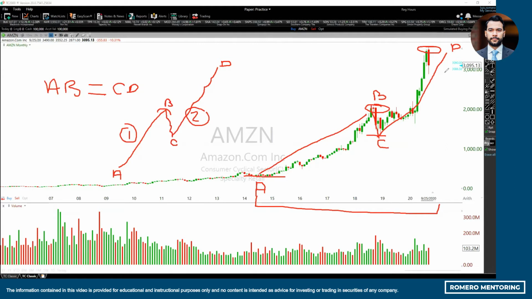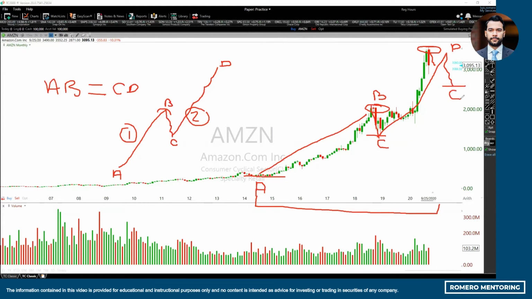Okay, so now what am I anticipating? I'm anticipating a further move to the downside on Amazon. Now, how much can that move be, right? If we draw this out right here, how much further can the stock come down and then give us a great opportunity to buy? Where would that C point be established?